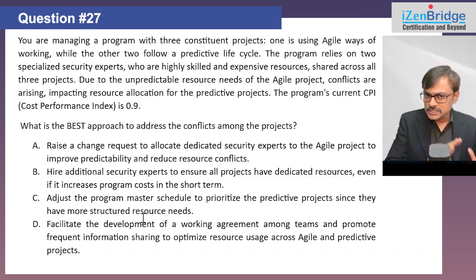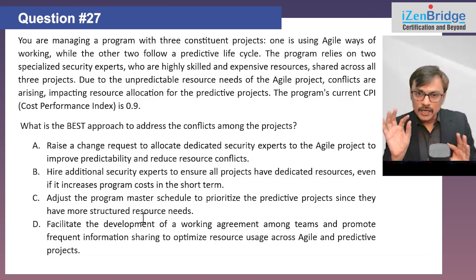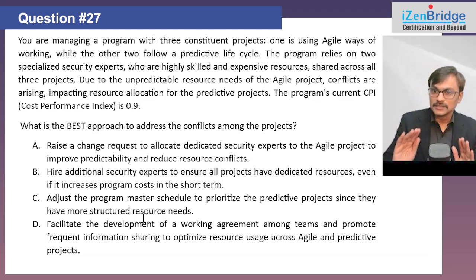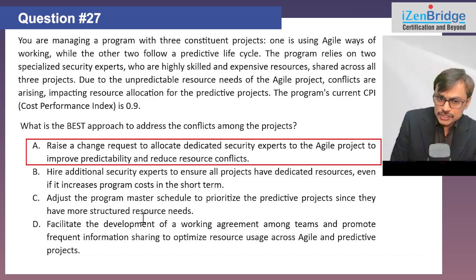And as of now, your cost performance index is 0.9, which means that you are doing less than what you should be doing, you are spending more money and getting less value out of it. That's another indicator about your current project health. It is not that bad, but it is not green. Yeah, it is a little bit less than your plan. So what is the best approach to address the conflict amongst the projects? So option A, raise a change request to allocate dedicated security expert to the agile projects to improve predictability and reduce resource conflict. I can do that.